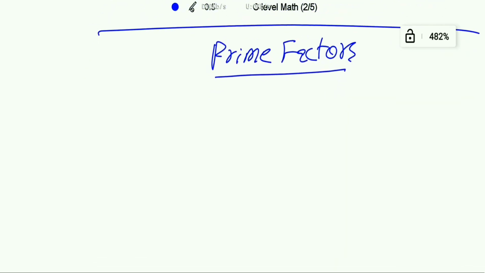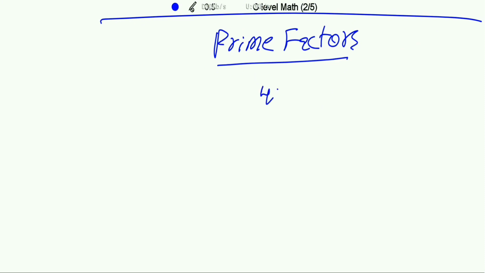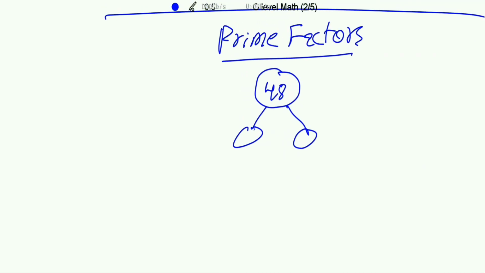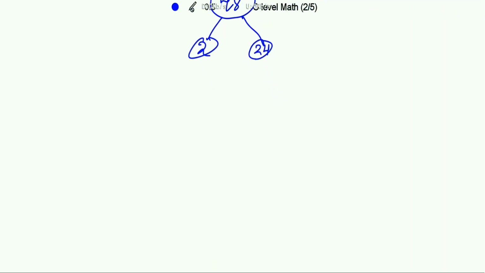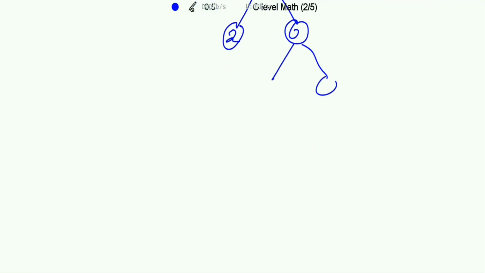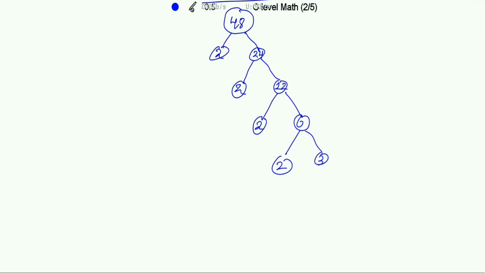Prime factors. We know what factors are, right? Let's say I have 48 and I want to break it down into its factors. I'm going to use a tree diagram to break it down. If I want to divide this number by 2, so 2 times 24 is 48, so it's going to be 2 in here, and 24. Now I'm going to break down 24 as well. Divide this number by 2, so 2 times 12 is 24. Again, break it down. Divide this number by 2, so 2 and 6. Then again break it down. Divide this number by 2, and then you get 3. Okay, so I just got its prime numbers.